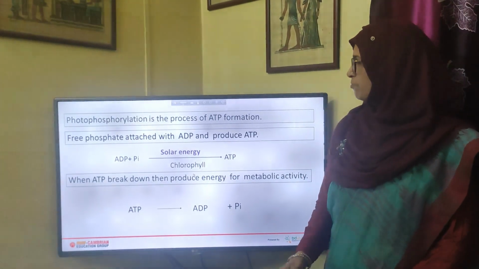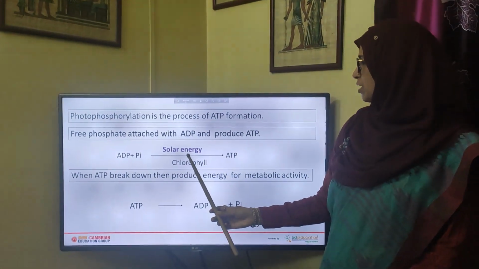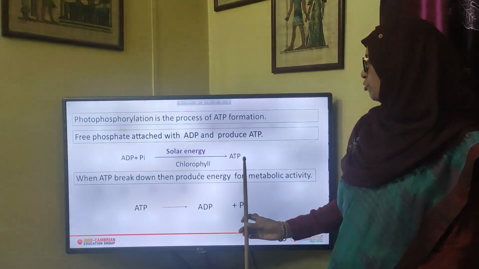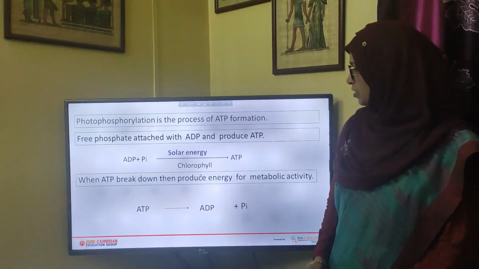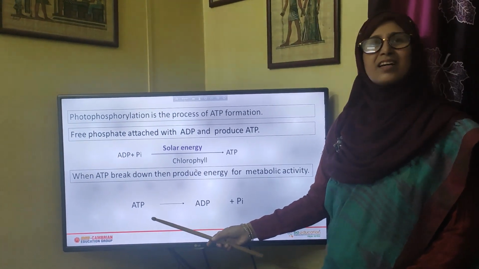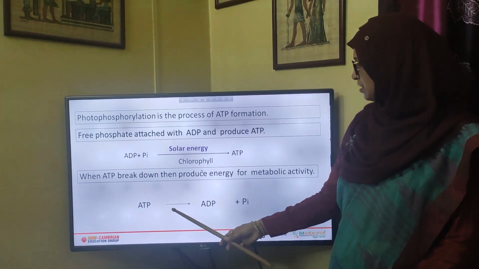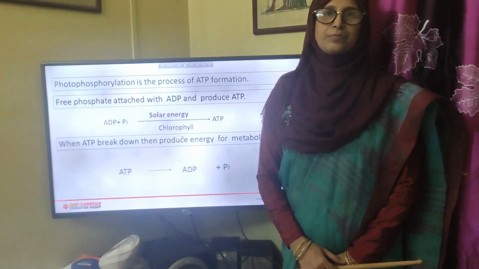How is ATP formed? ADP plus Pi in the presence of solar energy and chlorophyll produces ATP, and this process is known as photophosphorylation. And this ATP is a reversible system, so when the energy is released, ADP and Pi are produced again.